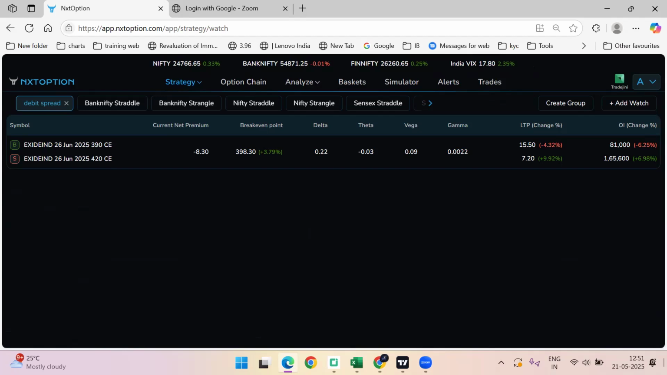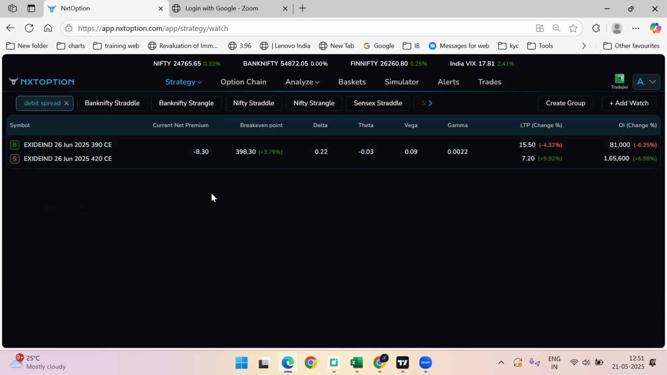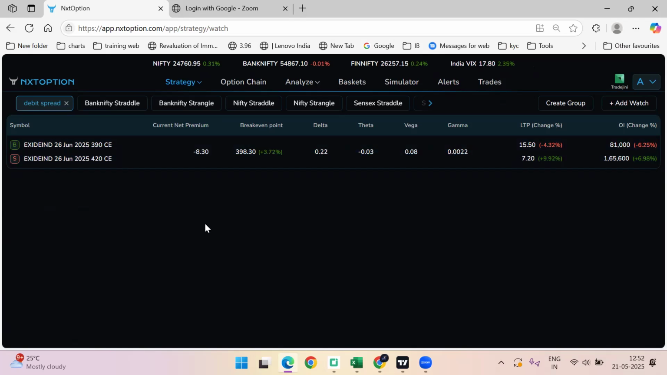Now you can see here that I will be losing a maximum of 8 rupees 30 paise. My max loss will be 8 rupees 30 paise into the lot size. Because options are traded in lots, my max loss will be 8 rupees 30 paise per unit times the lot size.